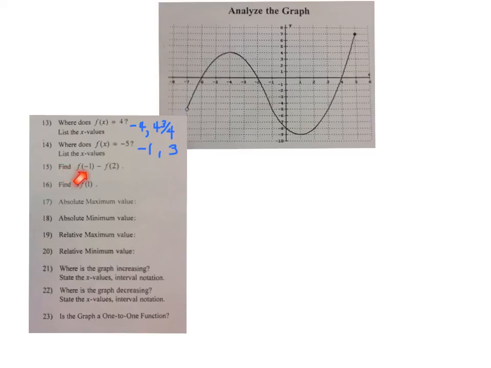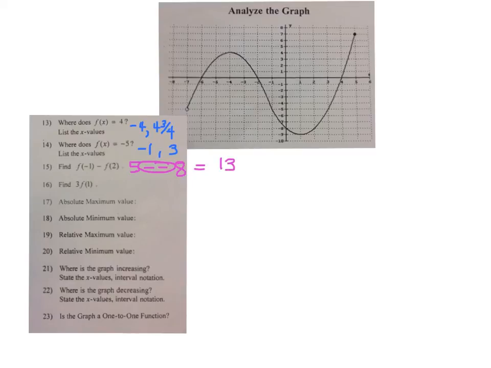Find f of -1 minus f of 2. Now remember, if I put the -1 inside, I'm now saying this is x. So if x is -1, here's -1, my y is going to be 5. So this is saying find 5 minus f of 2. X is 2. I come down here, and that hits at -8. 5 minus -8, that will become a plus, so this would be 13.